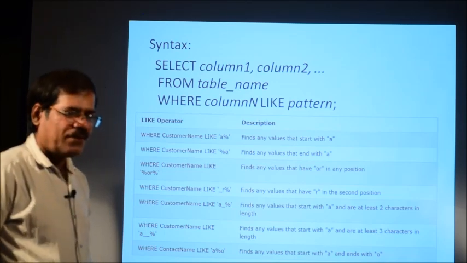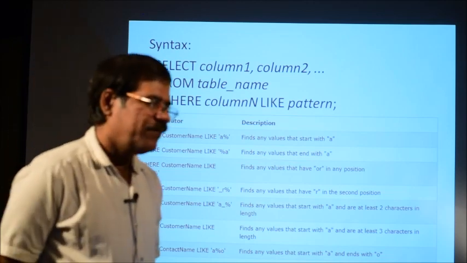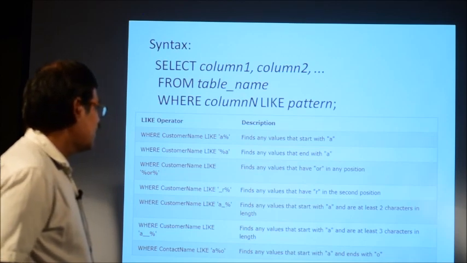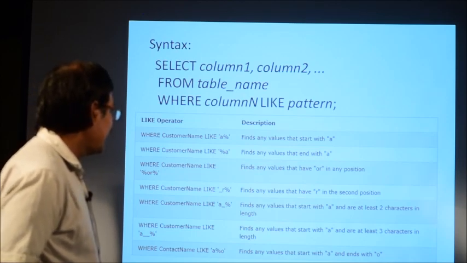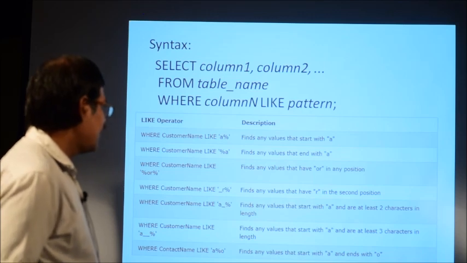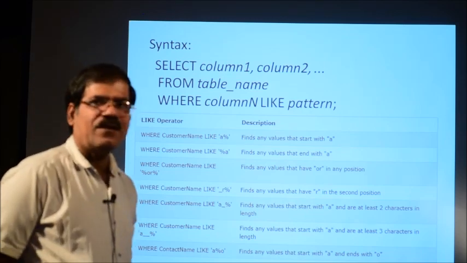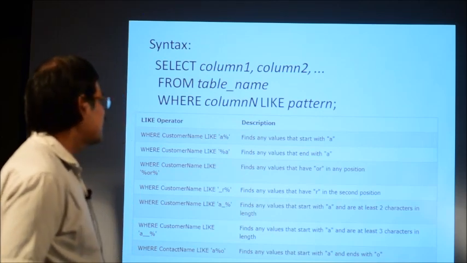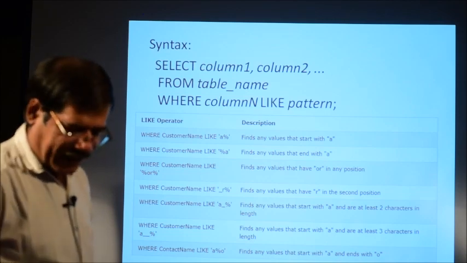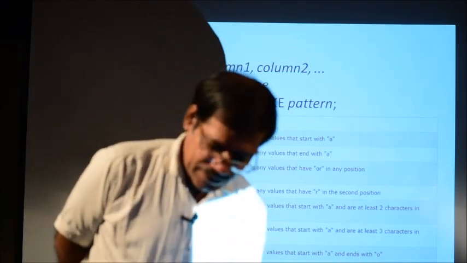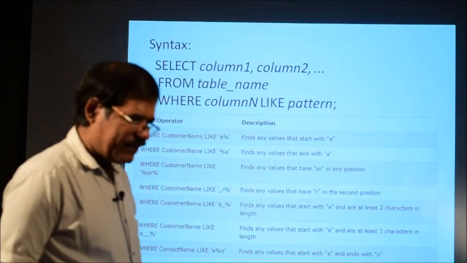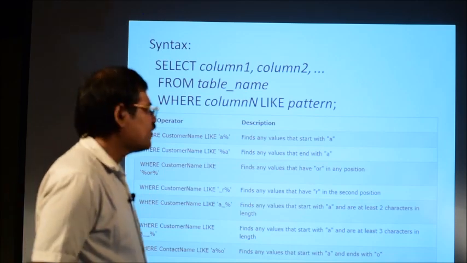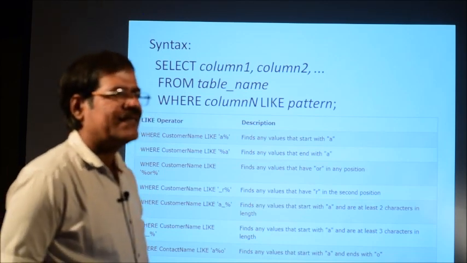Where column n means whatever the value of n is, either 1, 2, 3, whatever. So it is a column, and you write WHERE column n LIKE, and according to the LIKE pattern your records will be selected. Pattern means, as I told you earlier, percentage or underscore, these wildcard characters you can use to retrieve the records. It will be very clear if I give one example for this.